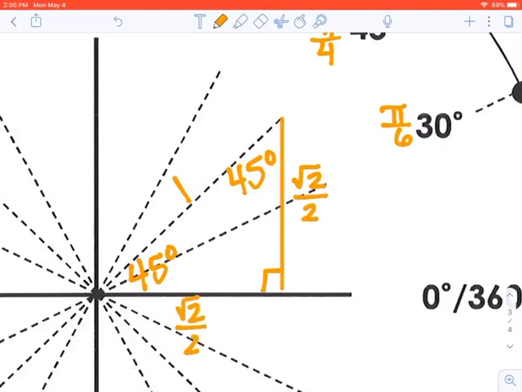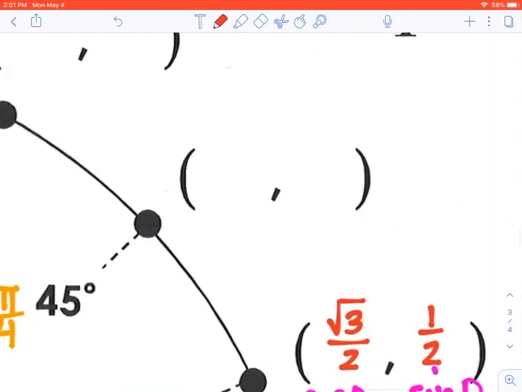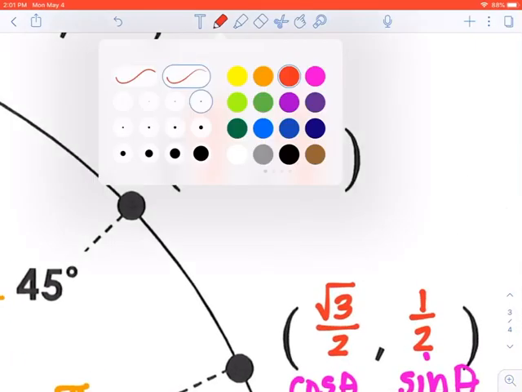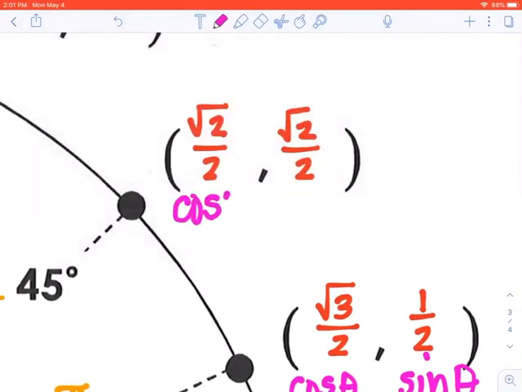So again, this is all coming from the 45, 45, 90 degree triangle with a hypotenuse or radius of 1. And so we can see here again, x is equal to root 2 over 2, y is equal to root 2 over 2. So my point is root 2 over 2, root 2 over 2. And that's for 45 degrees. And like we said, x is the cosine, so the cosine of 45 degrees is going to be root 2 over 2. The sine of 45 degrees will be root 2 over 2.